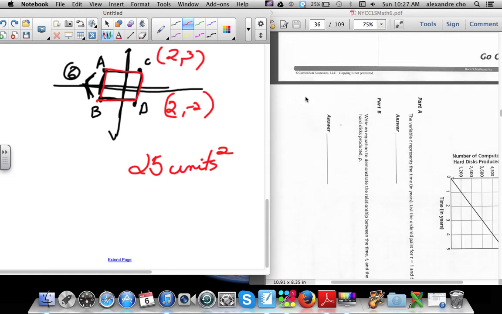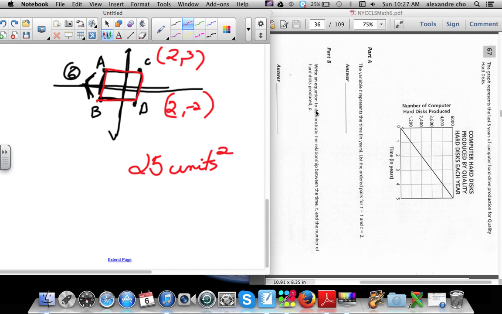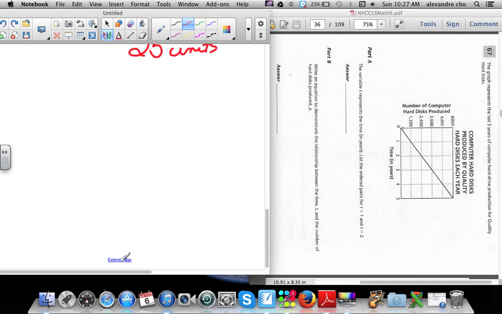Let's see. Alright, I don't know why this is sideways. I have to look sideways. The graph represents the last 5 years of computer hard drive production for quality. Number of computer hard disks produced, time in years. So in 1 year they've made 1,200, in 2 years 2,400, in 3 years 3,600. That's how I'm reading my graph. The variable t represents time in years. List the ordered pairs for t equals 1 and t equals 2.